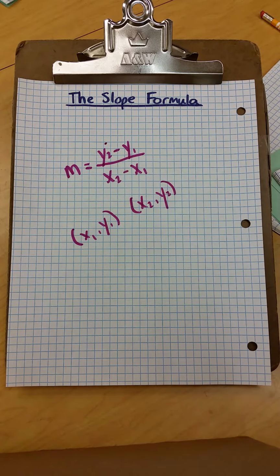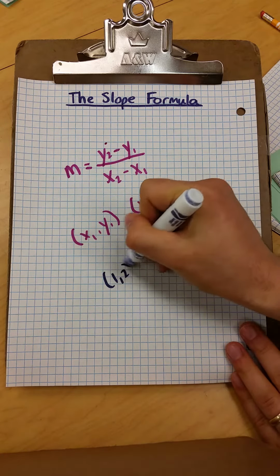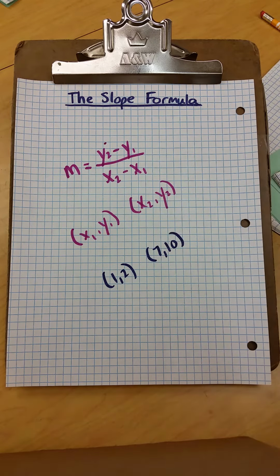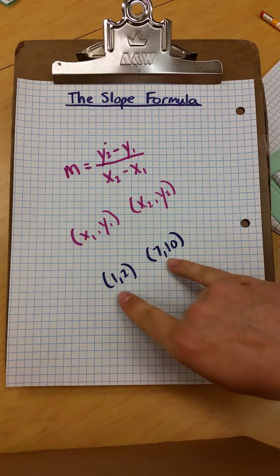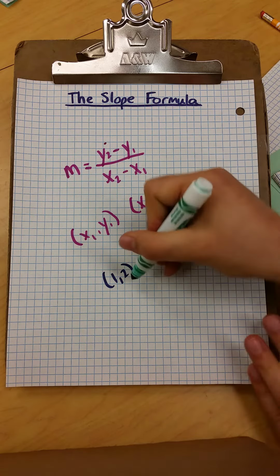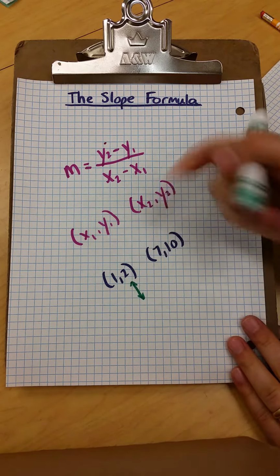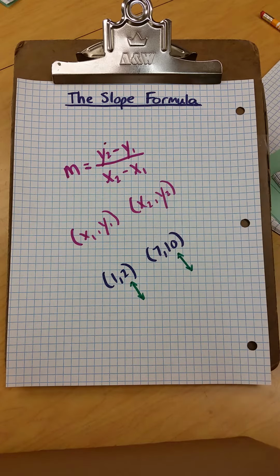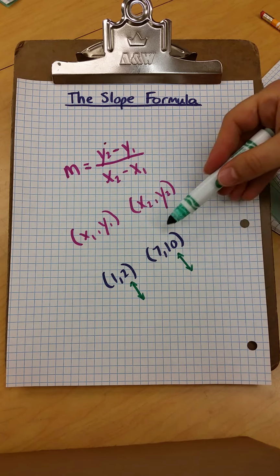So what is this? Well, if you give 2 points, let's say 1, 2 and 7, 10, what happens when we plug in these numbers into this formula? We'll take a look. This is how far up and down your first number is, and this is how far up and down your second number is. So you went from 2 up to 10 up.